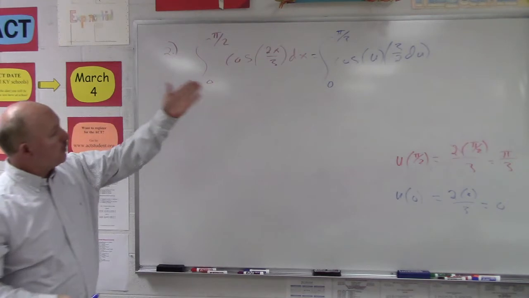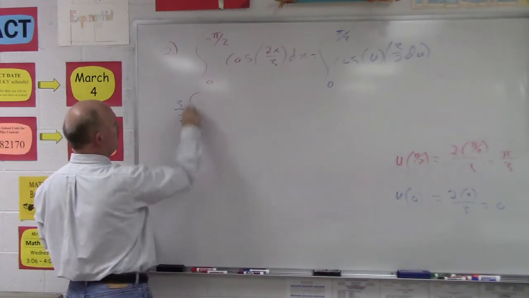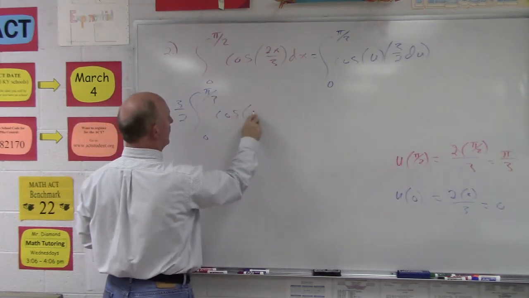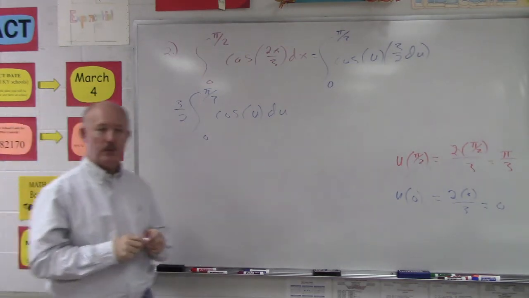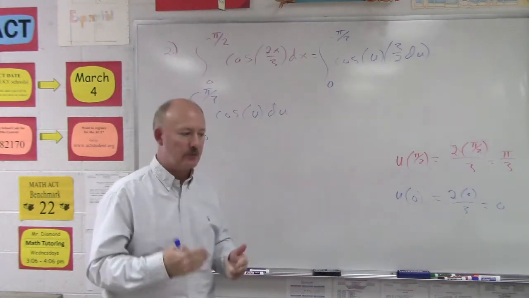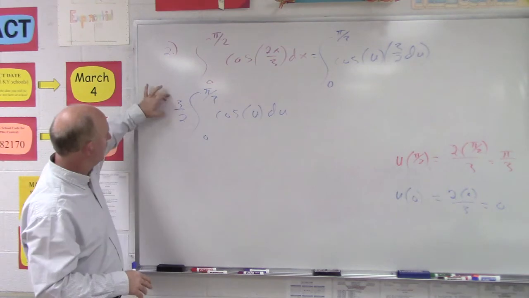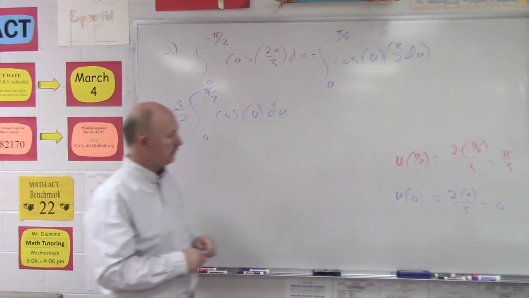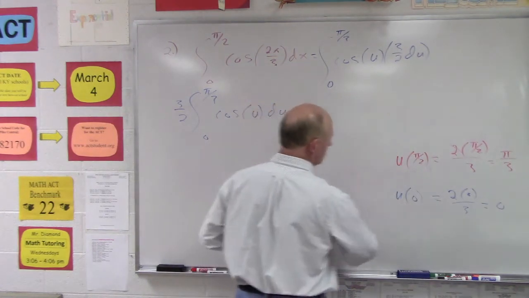Right. Now let's pull that 2/3 out in front of our integral. This will be 3 over 2 integral 0 to pi over 3 cosine u du. Okay. All right. And that wasn't too bad. We've rewritten the entire integral now from an integral in terms of x to one in terms of u. So the integrand is going to just be cosine u times 3/2. The upper bound is pi over 3 and the lower bound is 0. Okay. And see, now we're ready to evaluate.